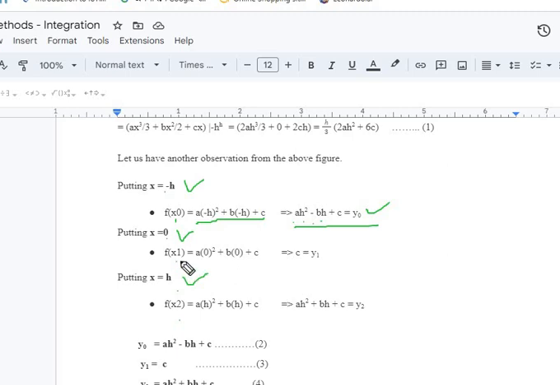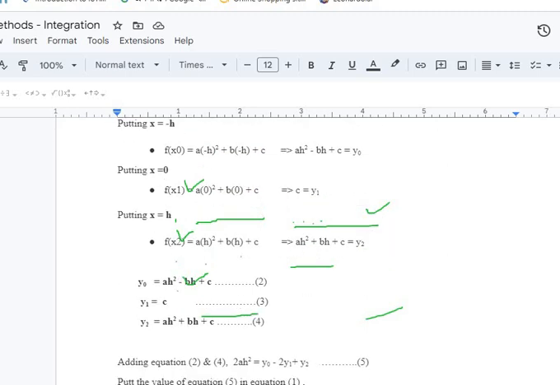And here we put the value x is equal to 0. Obviously, the a and b terms, the coefficient values, will be multiplied with 0. So this will give you c is equal to y1. And the other term, ah square plus bh plus c, is equal to y2. Now, you need to solve this one. In simple way, c is given as y1.